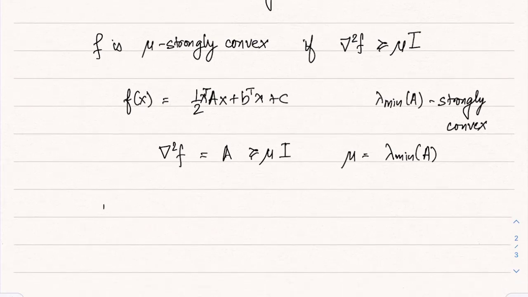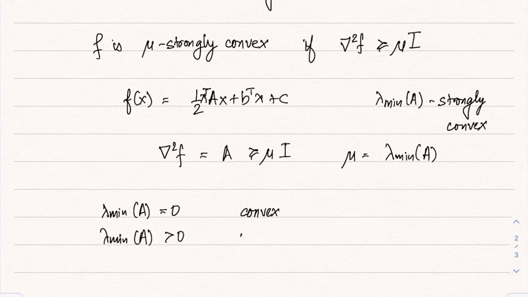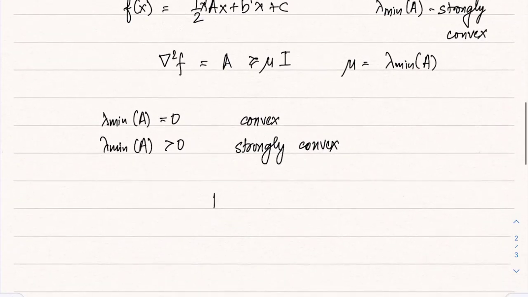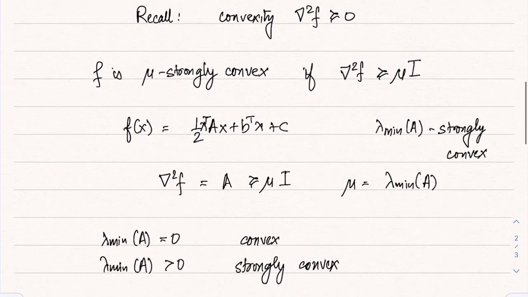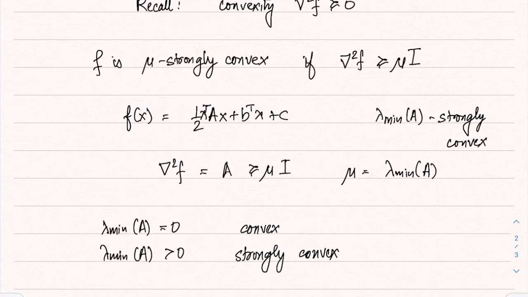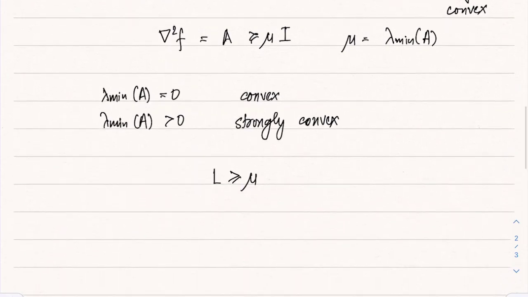Obviously, as I said, if lambda min of A is 0, we would still get a quadratic function, but it would not be strongly convex, it would just be convex. But if lambda min of A is greater than 0, then it is strongly convex. Now, in general, it holds that L is greater than or equal to mu. The smoothness parameter is greater than or equal to mu, because the Hessian of f has to be greater than or equal to mu times identity, but less than or equal to L times identity.